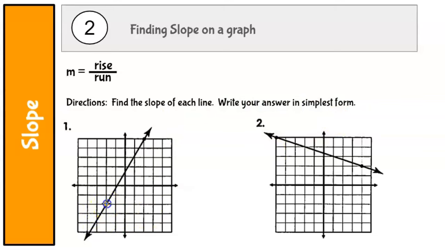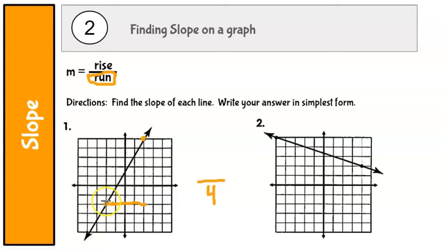So there are already 2 points marked here, and we'll talk a little bit about how to pick good points, but we're just going to pick those 2 points that are already marked, and we're going to find the run first. So we're going to count the blocks 1, 2, 3, 4 until we're directly underneath this dot here. So the run is 4, and that goes on the bottom.